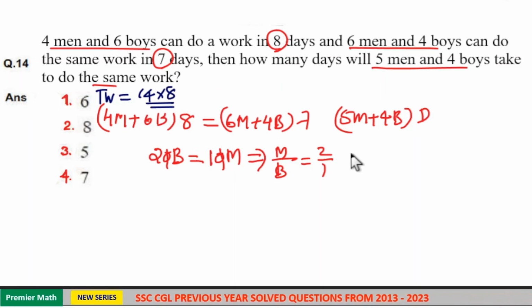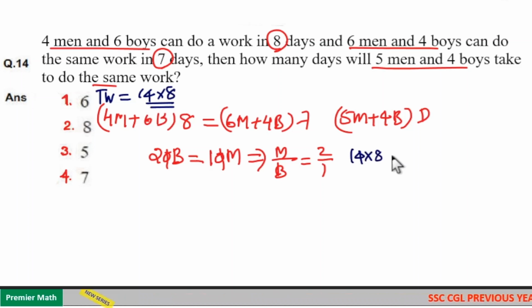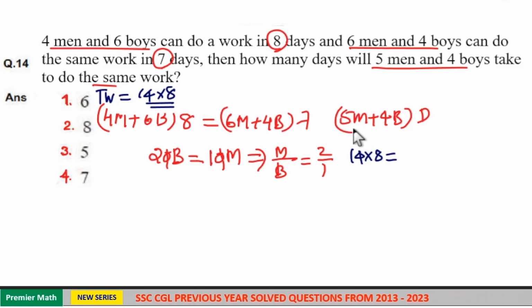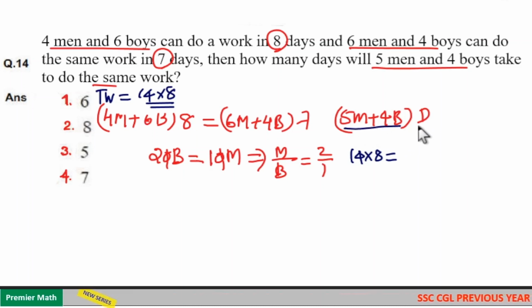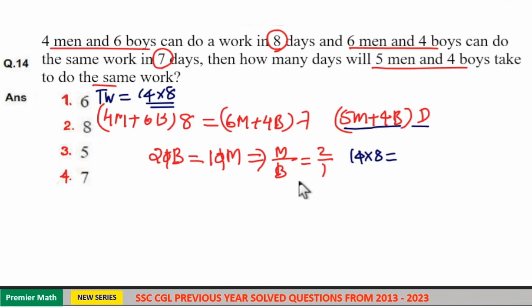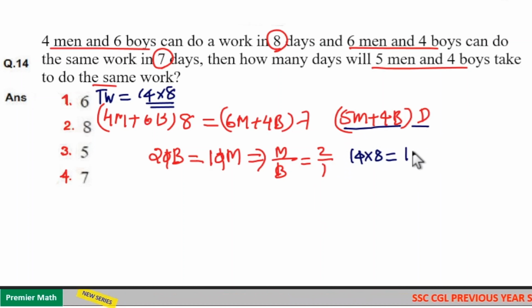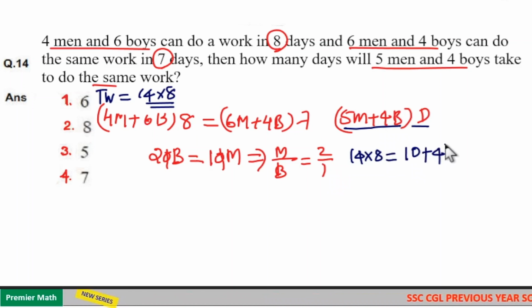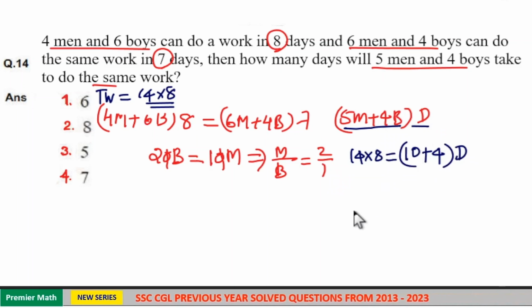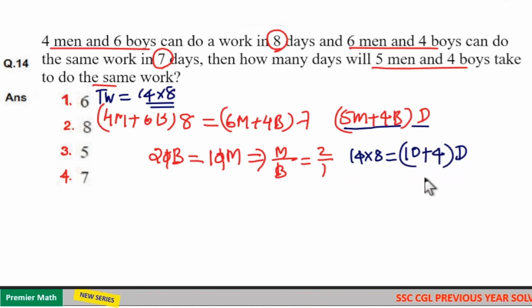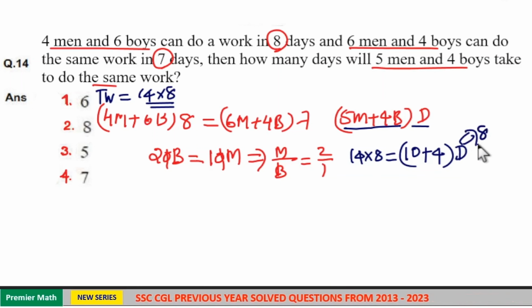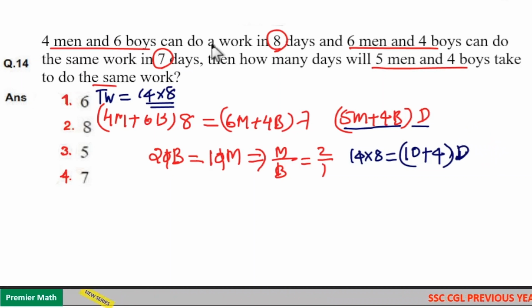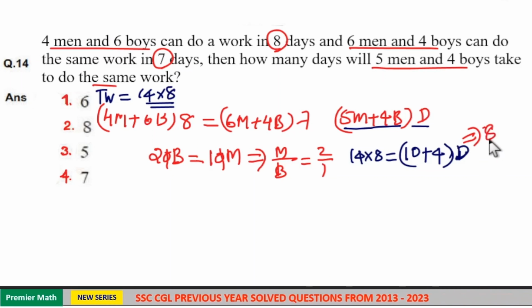Now if total work is 14 into 8, this 14 into 8 can be completed by 5 men and 4 boys in D days. Now 5 men can complete 5 into 2, 10 units of work, plus 4 boys can complete 4 into 1, 4 units of work in D days. That is here 10 plus 4, 14, and here also 14. So 14 into 8 is equal to 14 into D. So D is equal to 8 here. So number of days is equal to 8 days. Option 2 is your answer.